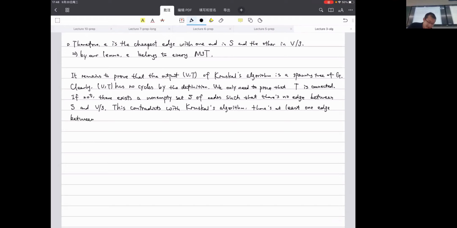Oh, I think I should probably mention at the very beginning that the graph that we are talking about is a connected graph. Other than that, it does not make any sense to talk about a minimum spanning tree problem because it does not exist. So we always assume that the graph is connected. In this sense, there is at least one edge between S and V over S.